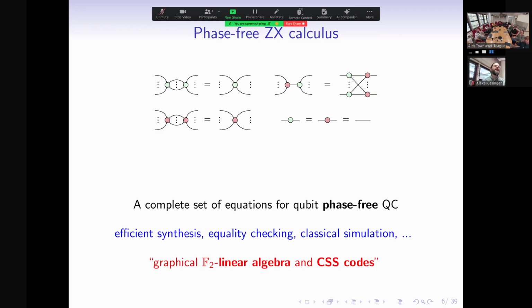And actually, if you think of Clifford ZX calculus as graphical stabilizer theory, you can think of phase-free ZX calculus as graphical CSS codes. You know how CSS codes are a bit easier to work with than stabilizer codes. Similarly, the phase-free ZX calculus is a bit easier to work with than the Clifford ZX calculus. That's because these kinds of diagrams are very closely related to doing linear algebra over the field with two elements. And I guess lots of people here are used to working with CSS codes, and you know that the reason they're quite easy to work with is because they're very closely connected to doing linear algebra over F2.